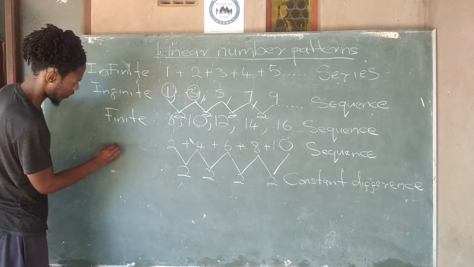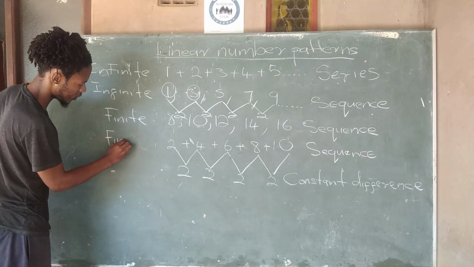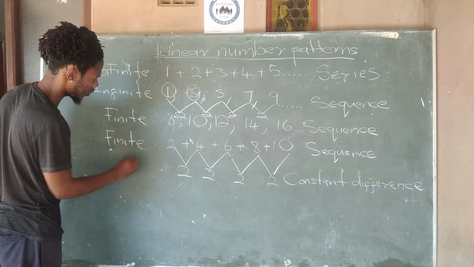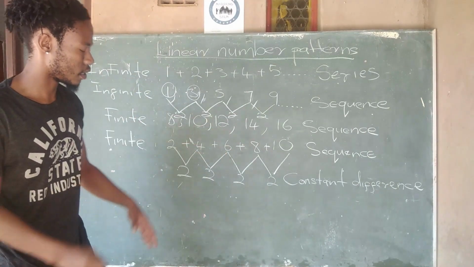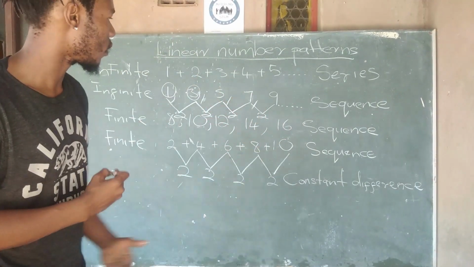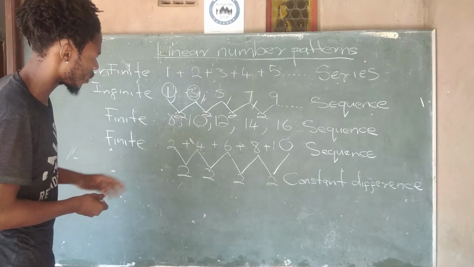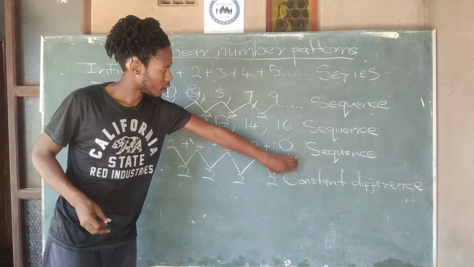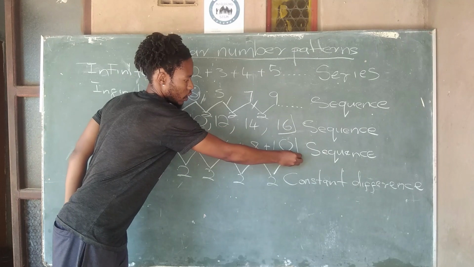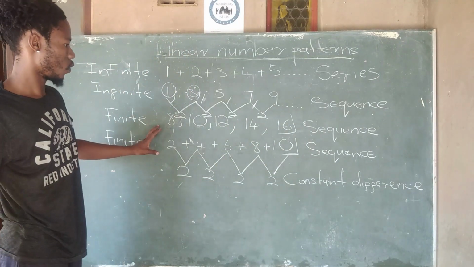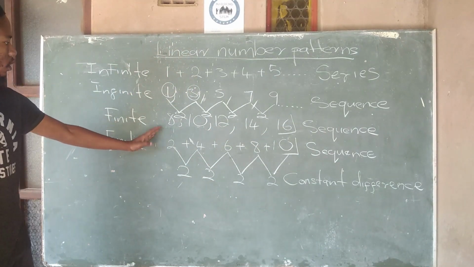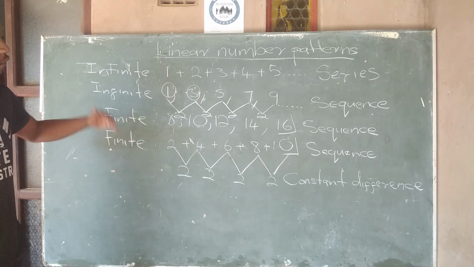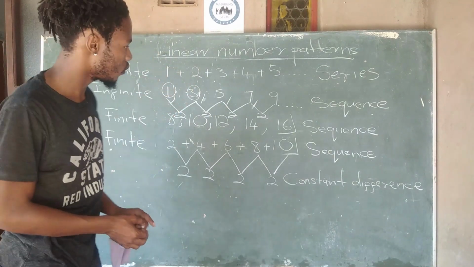Finite sequence. It ends. It doesn't continue to infinity. The numbers actually end here. This is where they end, guys. So this is the types of patterns you need to know.